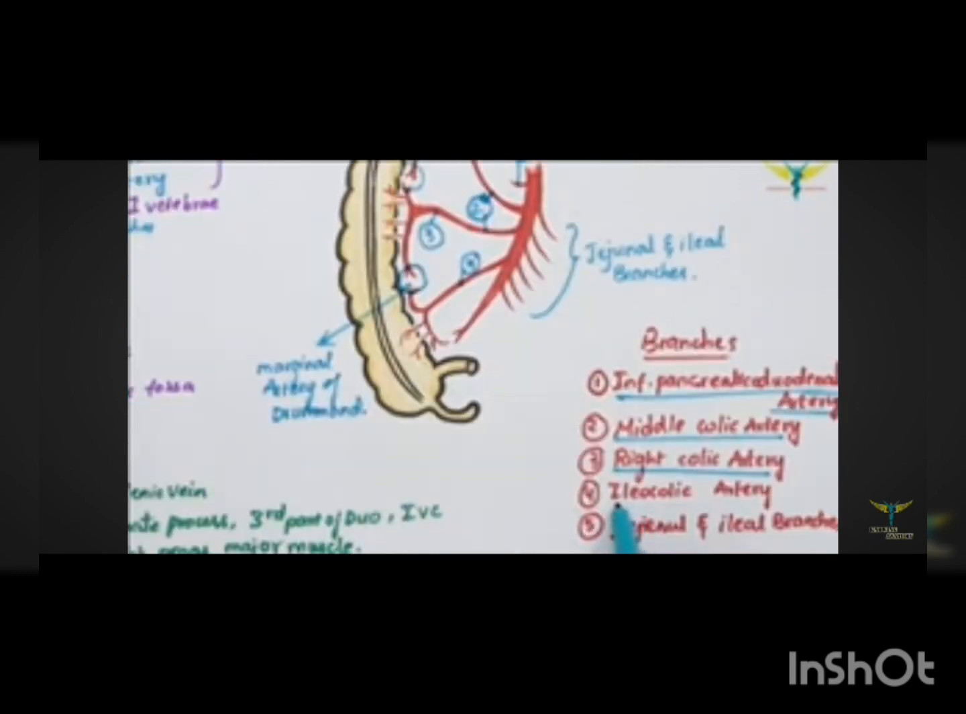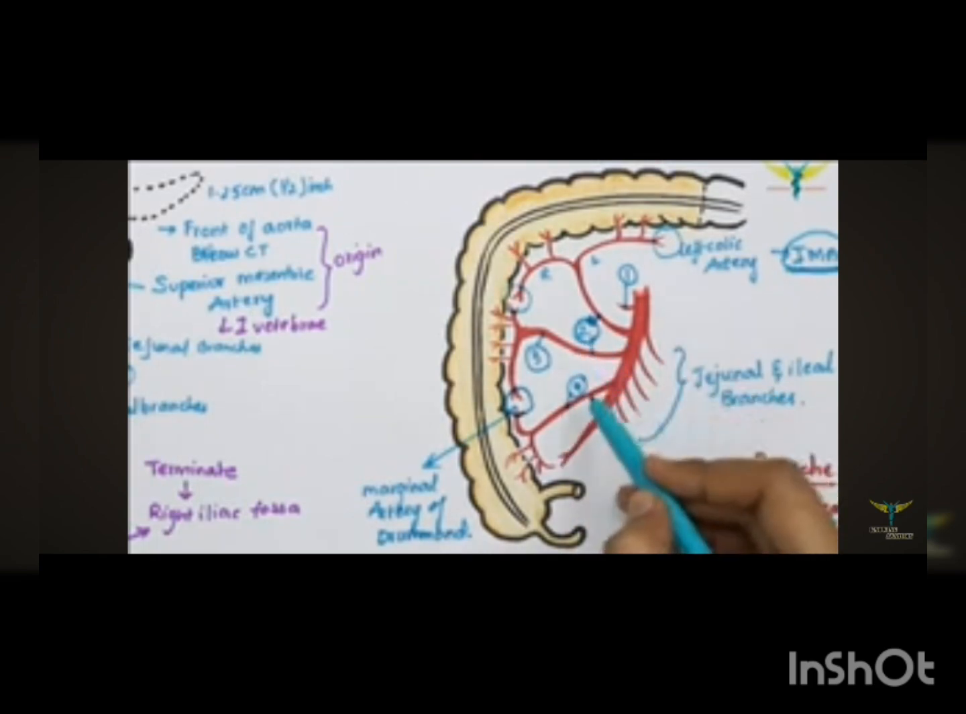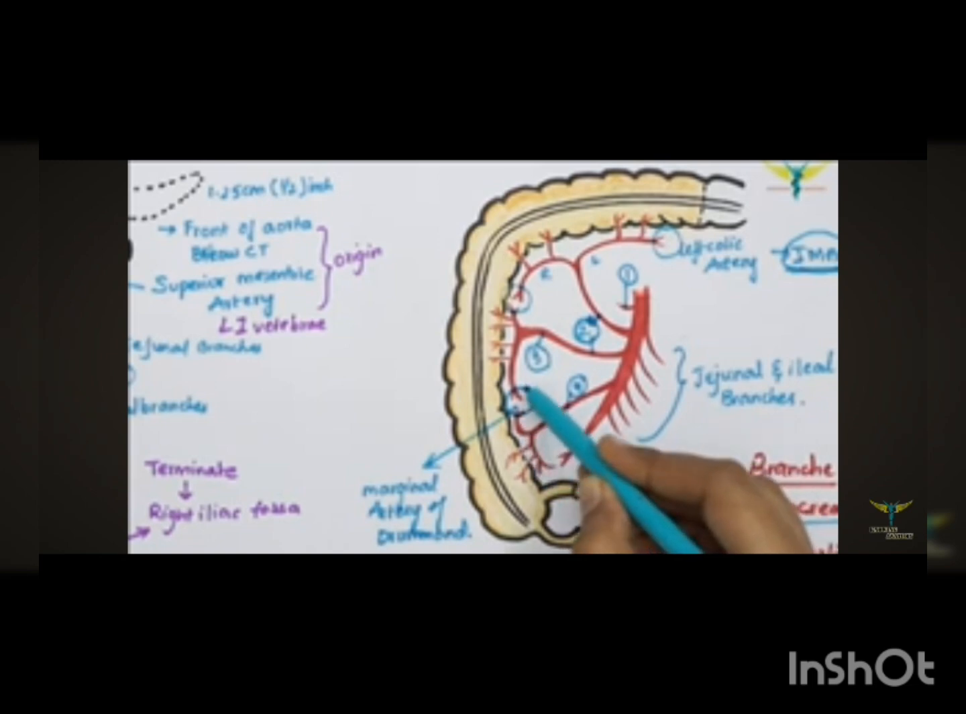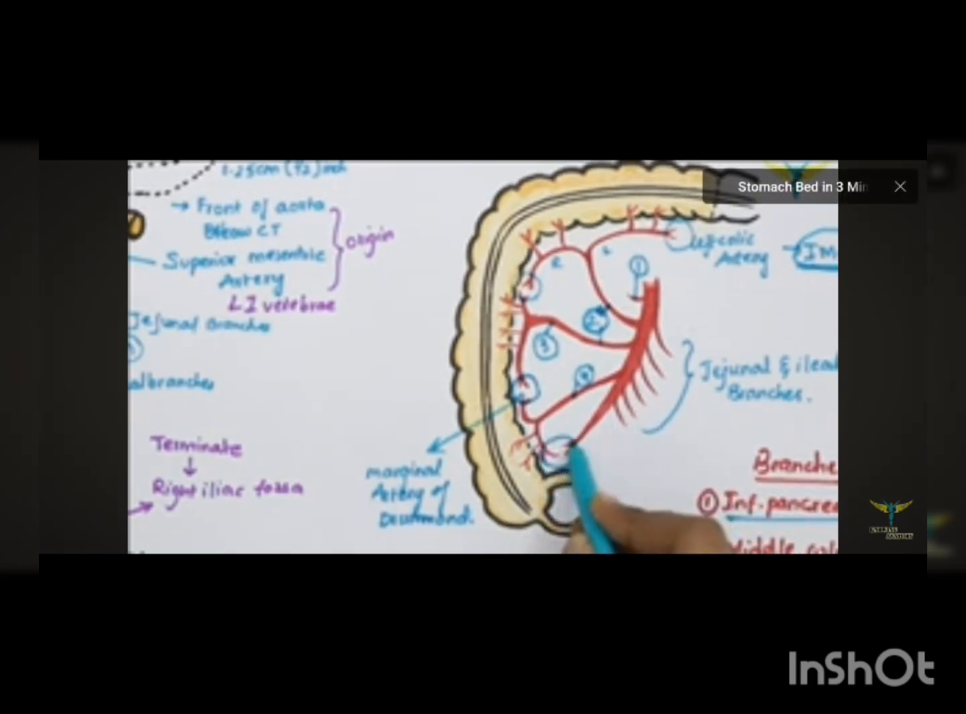The fourth branch is the ileocolic artery. It is the lowest branch arising from the right side and it runs downwards and to the right, and it divides into the ascending and the descending branches. As we already know, the ascending branch anastomoses with the descending branch of the right colic artery, and the descending branch or the inferior branch anastomoses with the terminal end of the superior mesenteric artery.